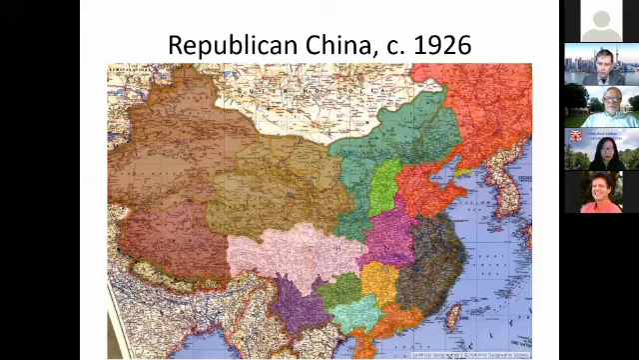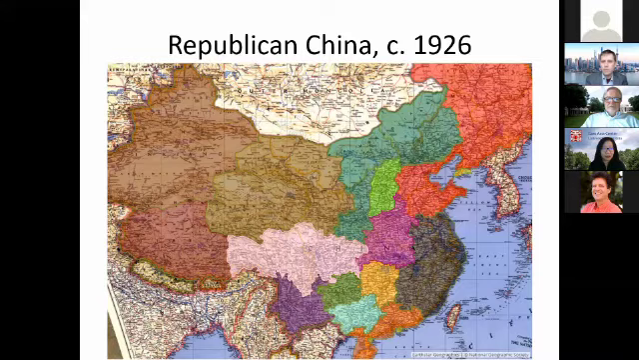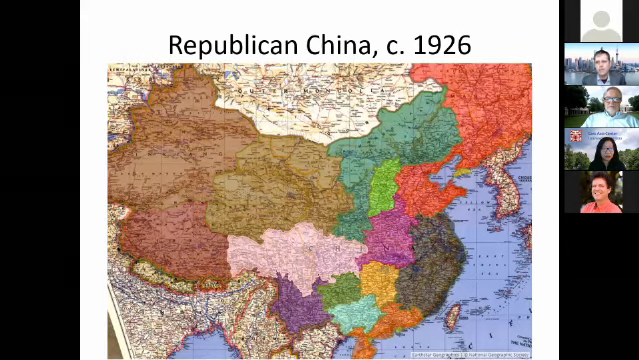I want to point out that I only look at the successful reunification campaign of this era, which would be the Chinese Communist campaign, because that's the focus of my methodology, right? It's on successful cases of state reconstitution. So in my book, I do mention the nationalists. I do discuss Chiang Kai-shek and his nationalist party, the Kuomintang, but only in connection with how their actions interacted with the strategies and conditions of the Chinese communists.